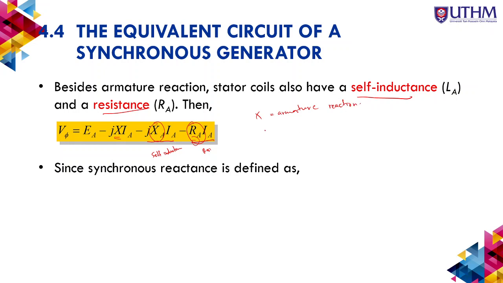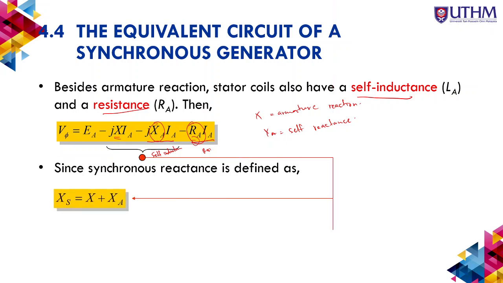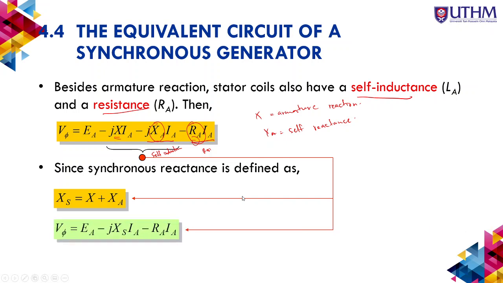Okay, XA is the self inductance. Self reactance lah kalau dia dah panggil tu. Okay. So kita boleh gabungkan kedua-dua ni. So they will become synchronous reactance. They call it a synchronous reactance. Okay. So once bila dah ada synchronous reactance, dia punya equation pun become lebih simpler lah. Okay. So I think this equation is similar to the previous study lah.